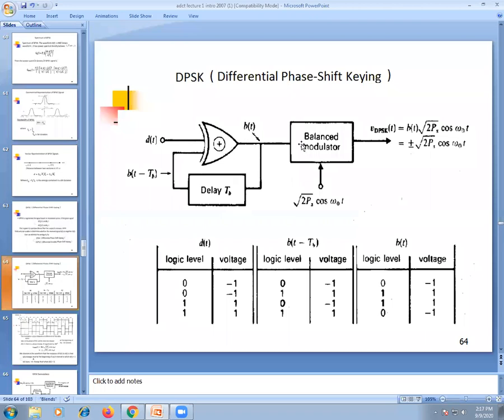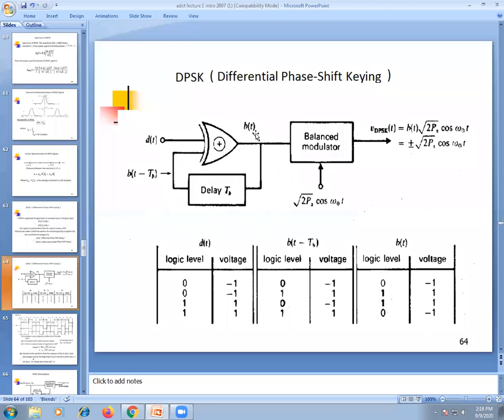Now this signal is given to the balanced modulator. The other signal is the carrier signal, root 2 Ps cos omega naught t. The output is the same as in BPSK: b(t) root 2 Ps cos omega naught t, where b(t) is plus or minus 1. That's why the balanced modulator output is plus or minus root 2 Ps cos omega naught t, which is given to the channel.